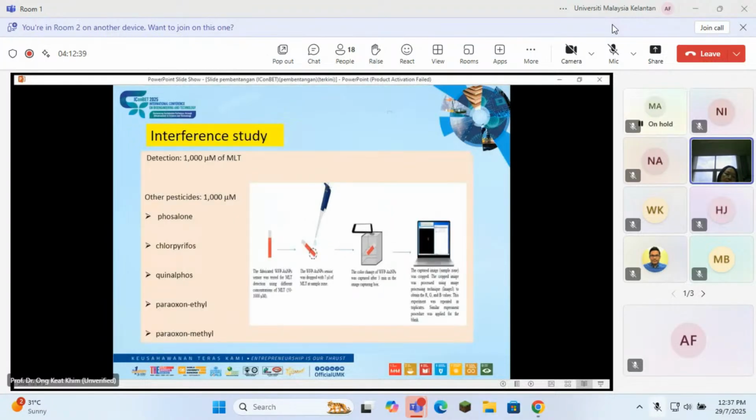For the interference study, we add different other interferences besides the MLT. So these are the interferences. We add each of the interferences to the MLT solution. Both of them have a final concentration fixed at 1000 micromolar. After that, we drop it on the filter paper test sensor that we already prepared, and then perform the detection and image analysis as I mentioned just now.